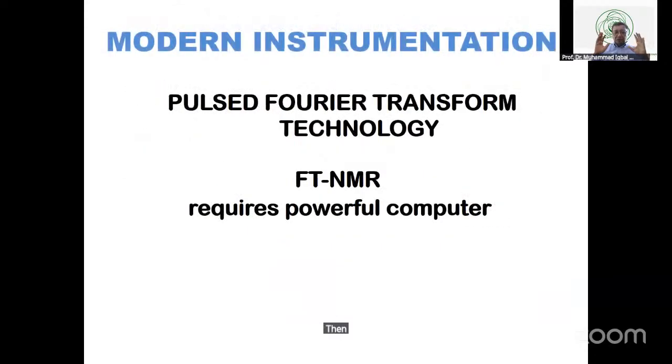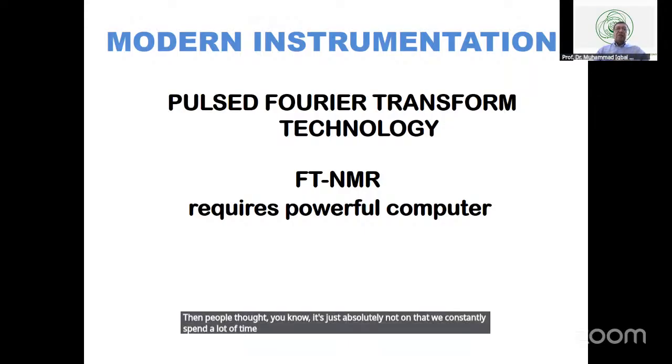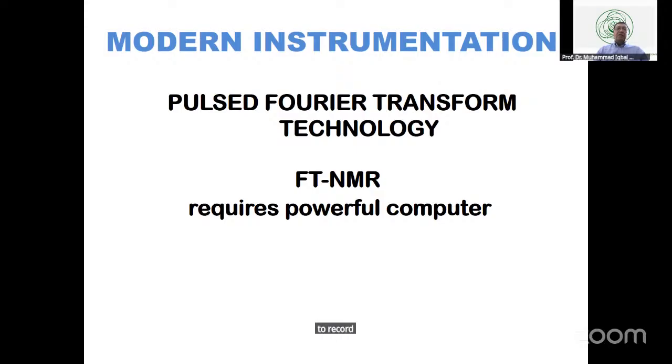Then people thought, it's just absolutely not on that we constantly spend a lot of time to record weak NMR. And even that NMR was not sensitive enough for large molecules where you have many, many different types of protons. And for proteins, they are absolutely not suitable for this kind of NMR instrumentation, which is called continuous wave or conventional NMR spectroscopy.